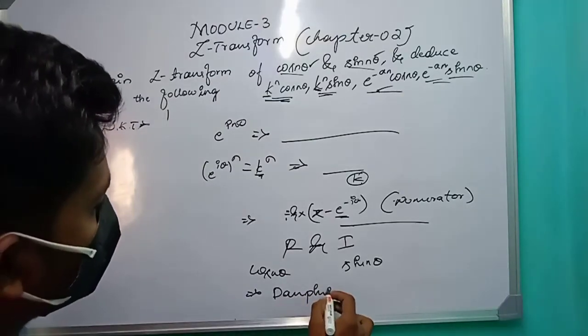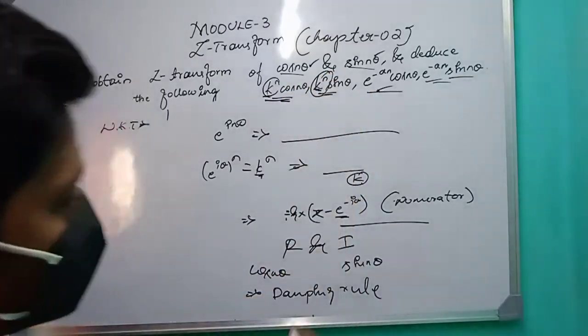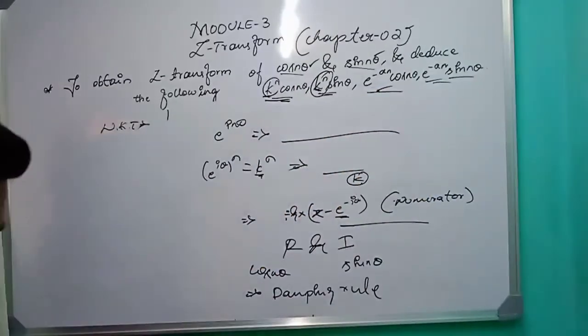Damping rule to find e power minus a n cos n theta and e power minus a n sin n theta. So after the damping rule, you can easily find e power minus a n.